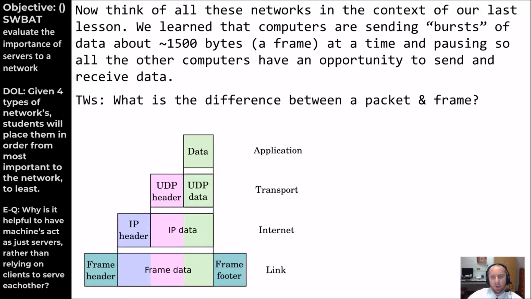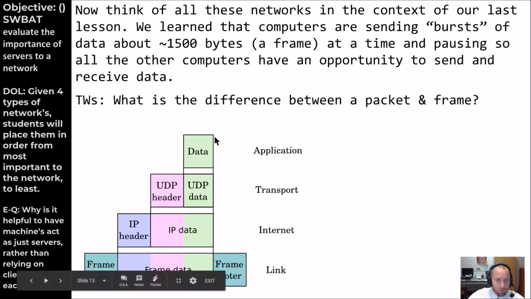So think of all these networks in the context of our last lesson. Last time we learned that computers are sending these bursts of data at about 1,500 bytes at a time. These 1,500 bytes are often called packets or frames. Now typically the correct term is frame, but a lot of people just say packets. And if you think about it, we're just a few bytes off, so it shouldn't be too big of a deal. And though these computers are going through these bursts, they're also pausing, well, thus the burst word, right? So they're pausing, that way other computers have an opportunity to send and receive data.